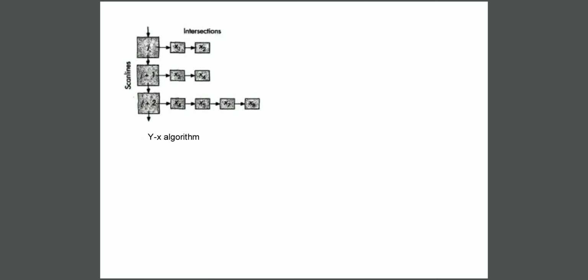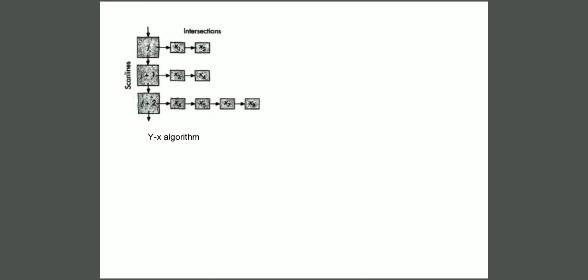Then in the second scan line we have the intersections x3 and x4, so they are linked with the second scan line. In the same way, in the third scan line we have four intersection points, those are x5, x6, x7 and x8.